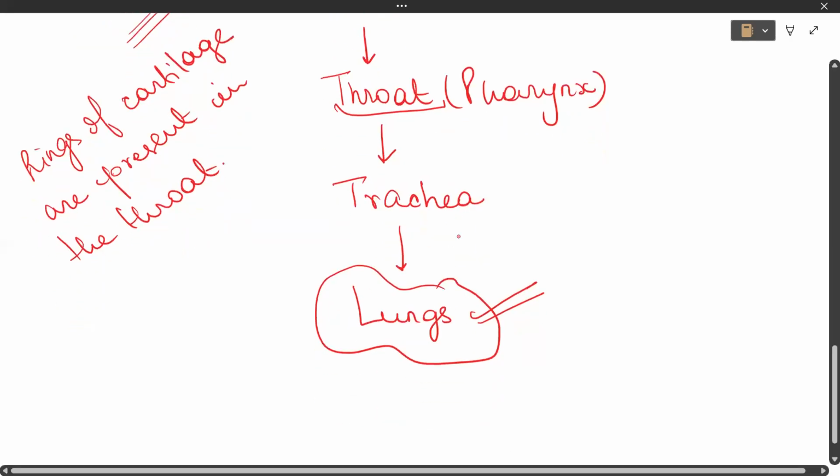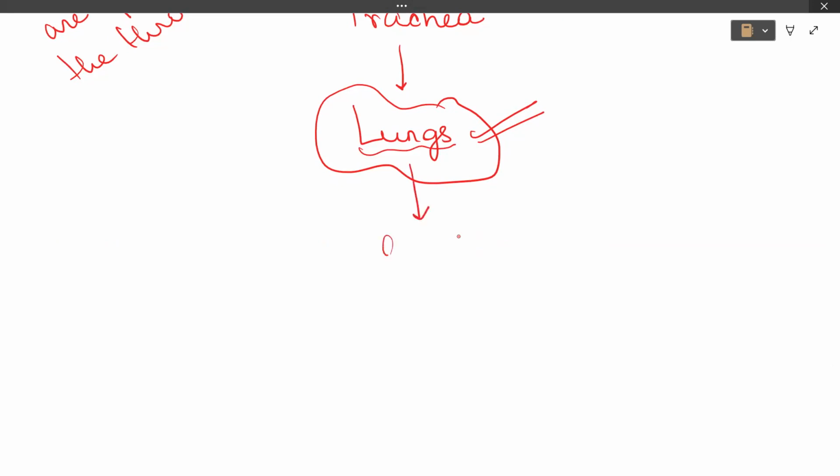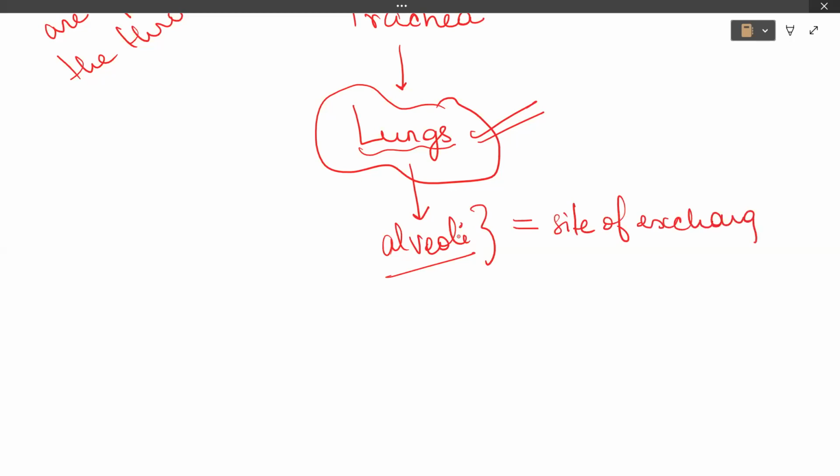Now, when the air reaches the lungs, inside the lungs there are many alveoli. Alveoli are like a bag or sac-like structure, or a balloon-like structure. You can write: alveoli is the site of exchange of gases. Whenever we take in oxygen and give out carbon dioxide, it primarily occurs at this site, which is the alveoli. Is it clear?